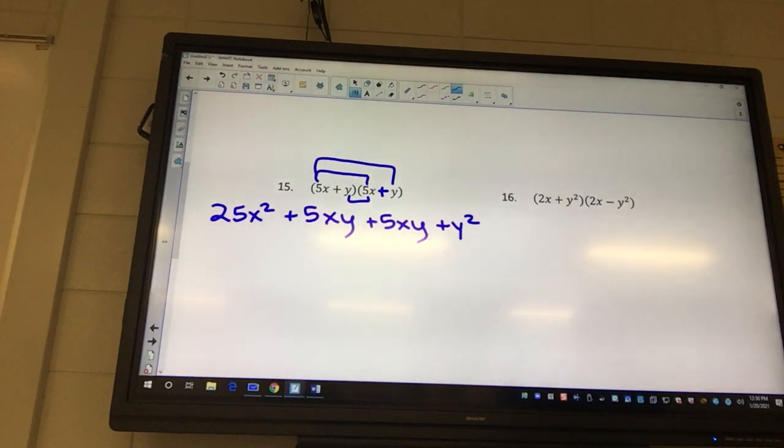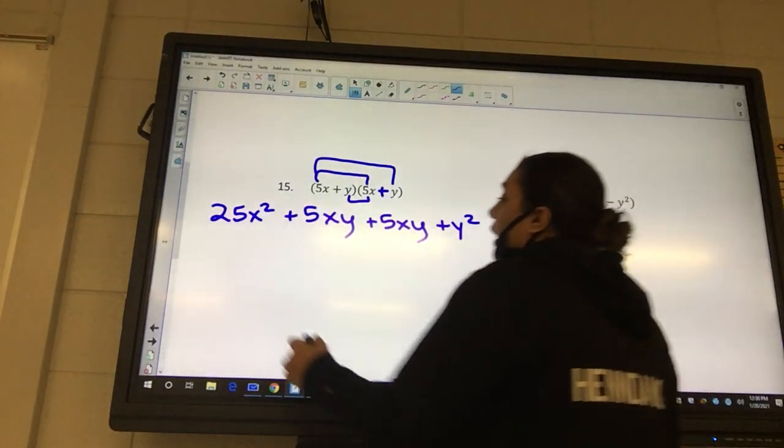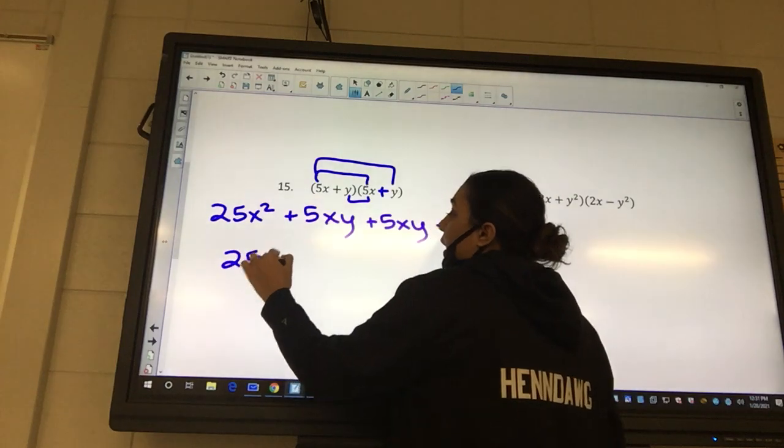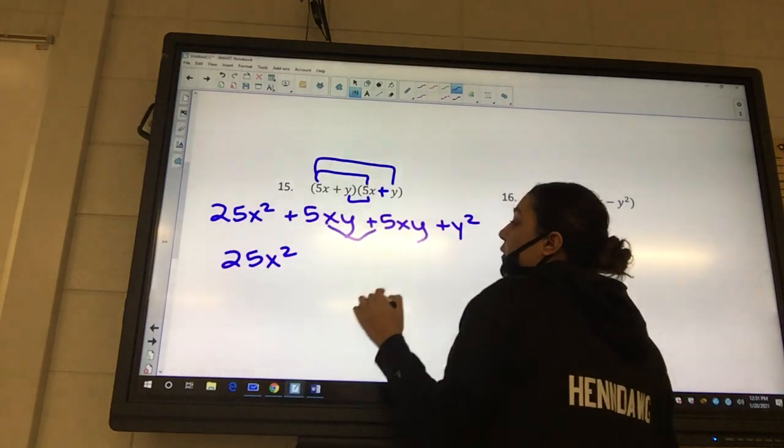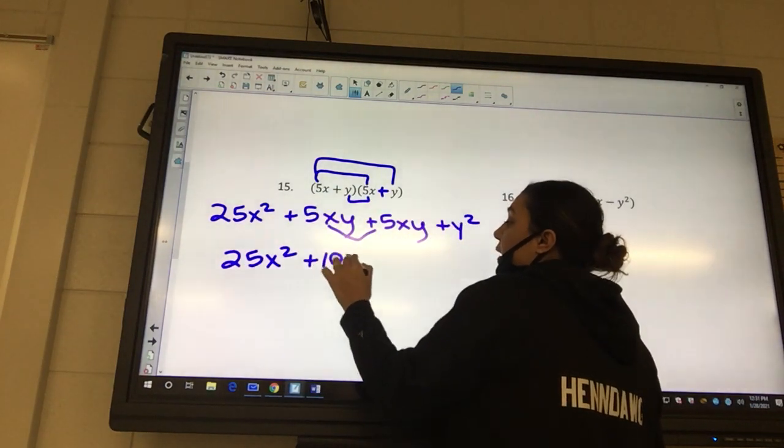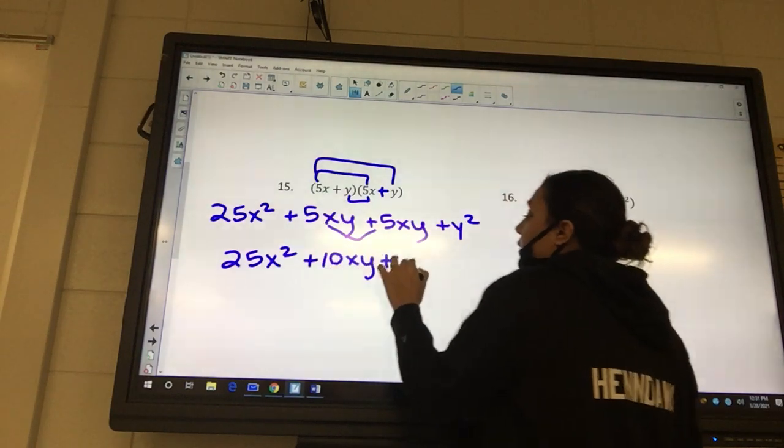Okay, so do the middle two terms cancel? No, they don't. So you have to add them together, and that's why I changed it to a plus sign, so you can see what happens. Okay, so we're going to have 25x squared. We add the middle two terms together, so you're going to have plus 10xy plus y squared.